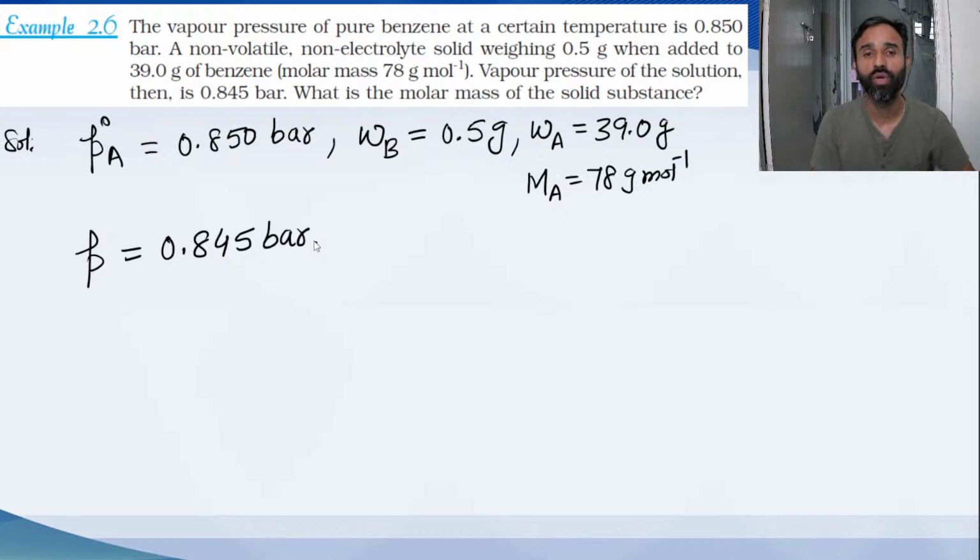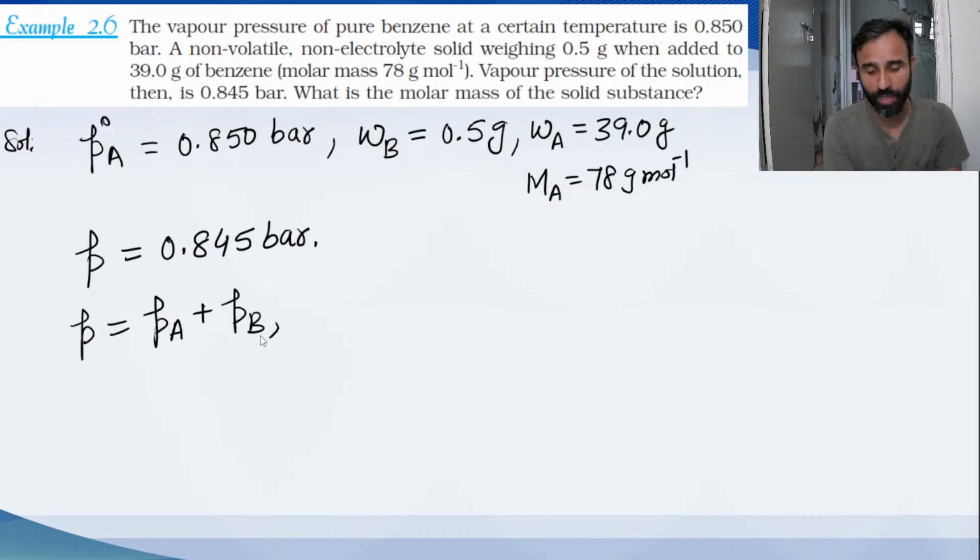So what is the molar mass of the solid substance? That we have to calculate. Molar mass of the solid substance. P naught A is given. Then actually solute is non-volatile, right? If solute is non-volatile, so vapor pressure of the solution, that is equal to PA plus PB. But as solute is non-volatile, PB equal to 0.